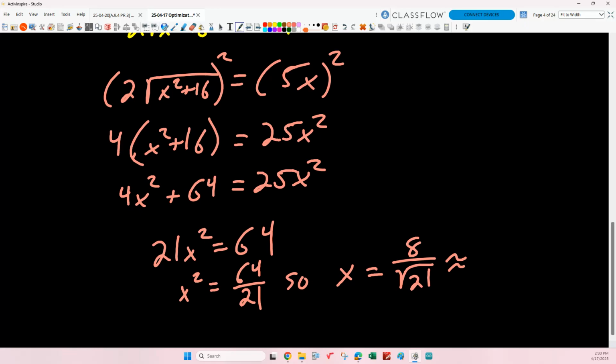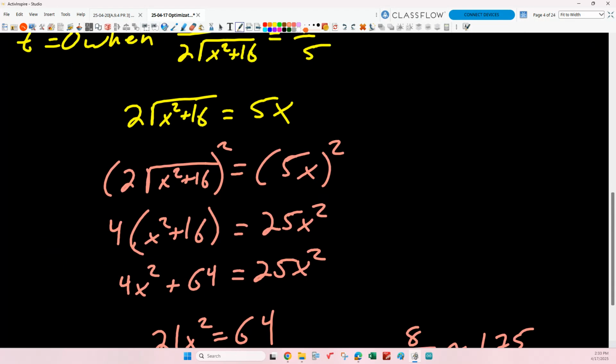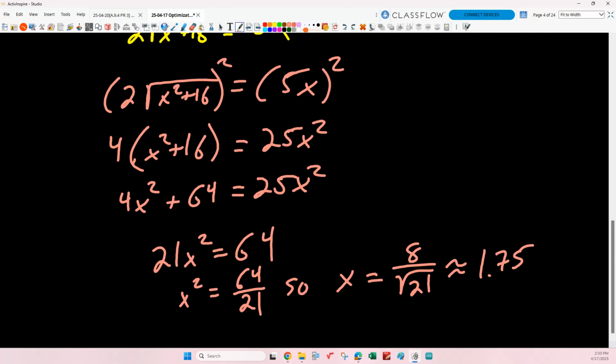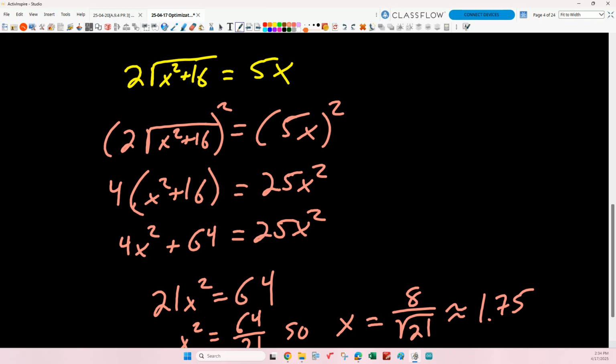What is that, roughly? Like 1.7-ish? Yeah. Okay, and then remember, if we're solving a radical equation, we would have to plug that in and just verify that it works in the original square root equation.